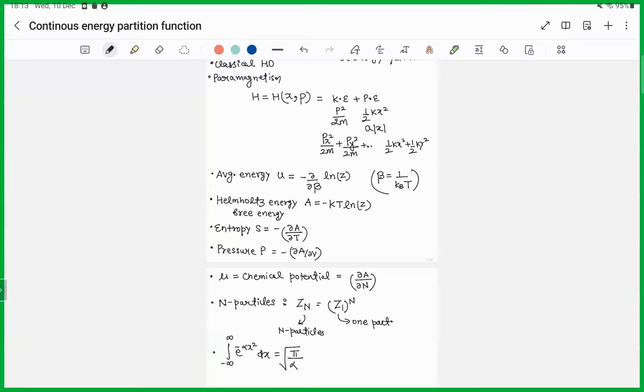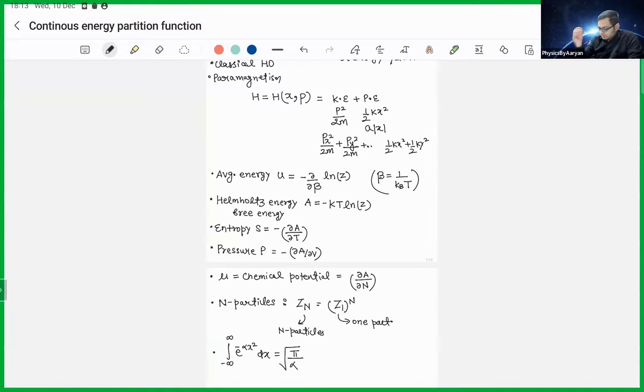Yes, go ahead. The partition function for n particles, what I have studied earlier, it is perfectly valid for Maxwell-Boltzmann, no? And then for fermions and bosons? Classically, we are in classical statistics. Okay, sir. Okay, yes, sir, definitely.